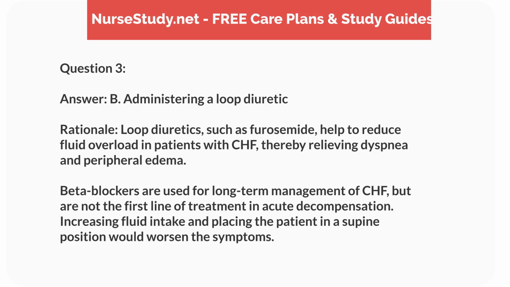Answer. B. Administering a loop diuretic. Rationale: loop diuretics such as furosemide help to reduce fluid overload in patients with CHF, thereby relieving dyspnea and peripheral edema. Beta blockers are used for long-term management of CHF, but are not the first line of treatment in acute decompensation. Increasing fluid intake and placing the patient in a supine position would worsen the symptoms.